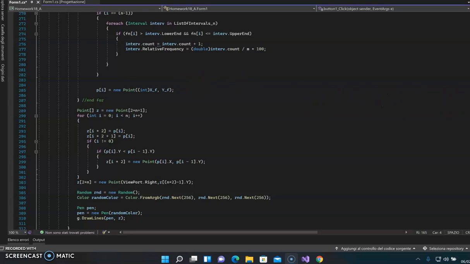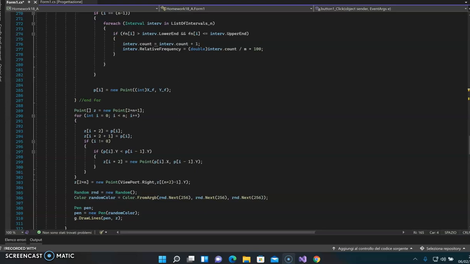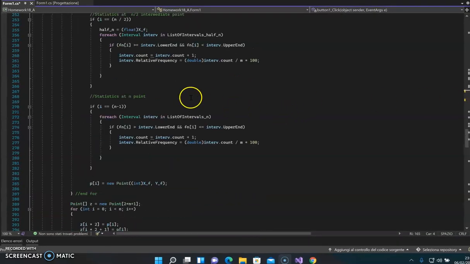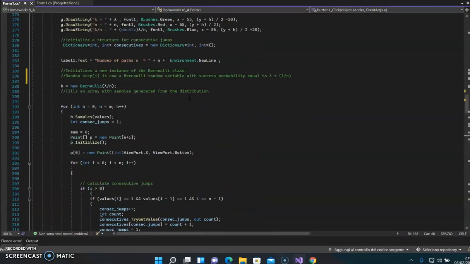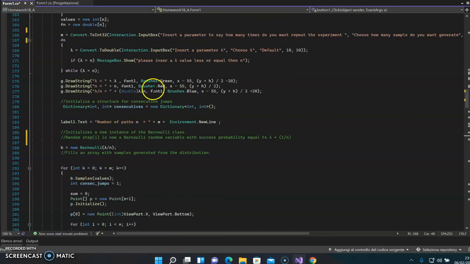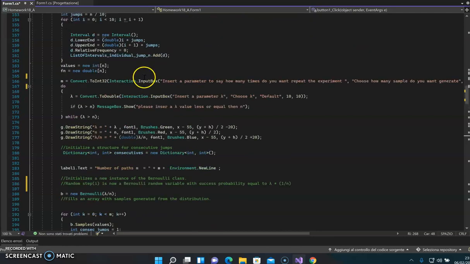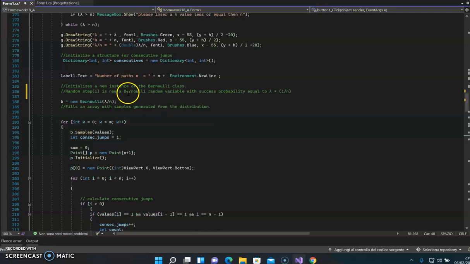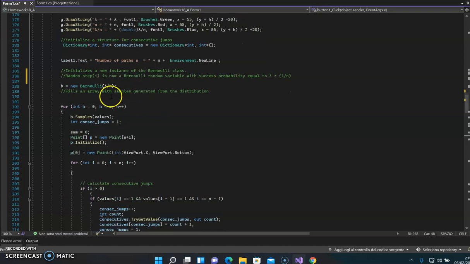In this exercise, we are asked to provide a stochastic process and answer several other questions. First of all, the new exercise has, as a new entry, the fact that the parameter for the Bernoulli is lambda over n.